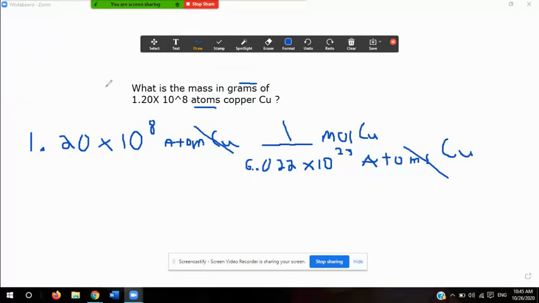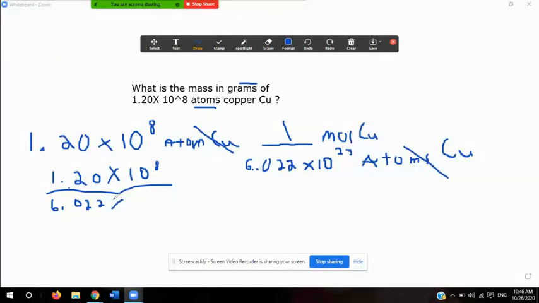And basically, you have 1.20 times 10 to the power of 8, and you're going to divide that by 6.022 times 10 to the power of 23.